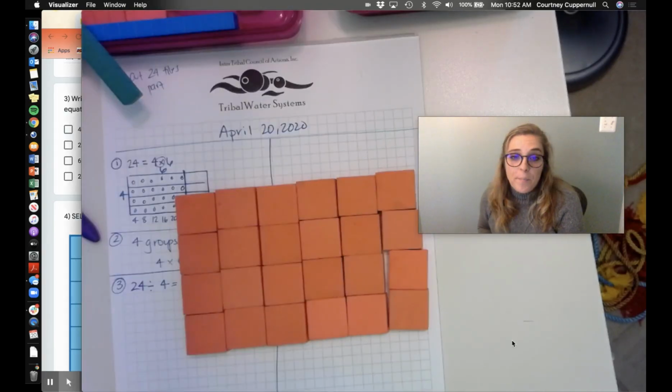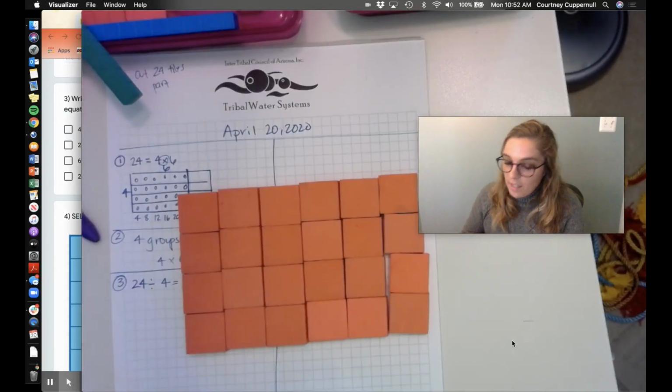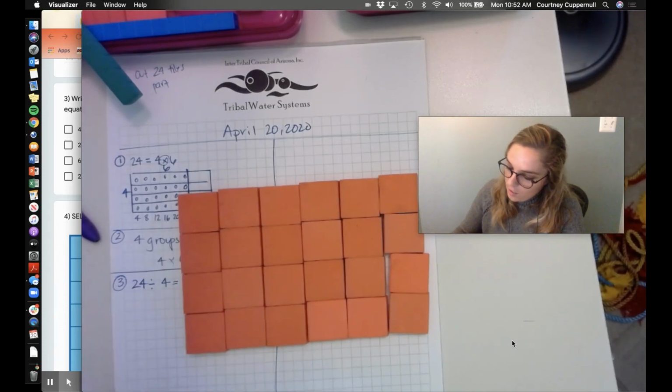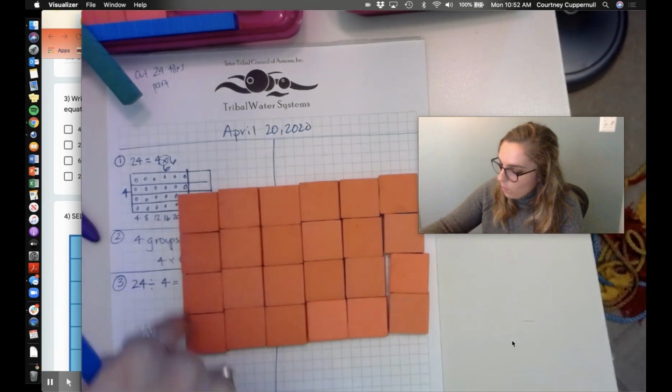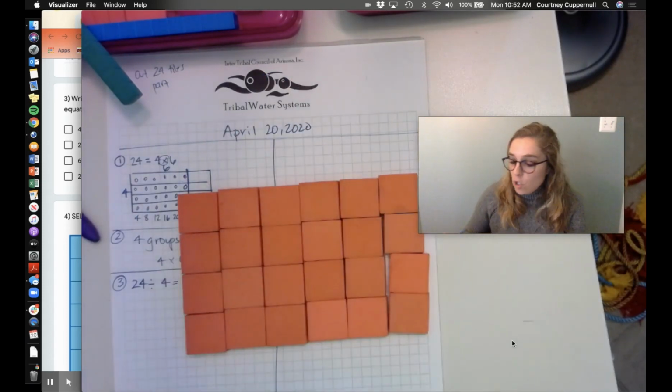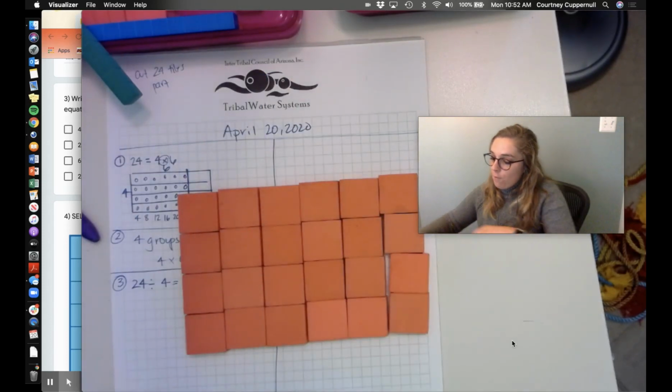So I have my array. We have 4 rows, and then let's count how many are in each column. So I know that this is 1, 2, 3, 4, 1, 2, 3, 4, 5, 6. So what this is saying is 24 split into 4 rows.